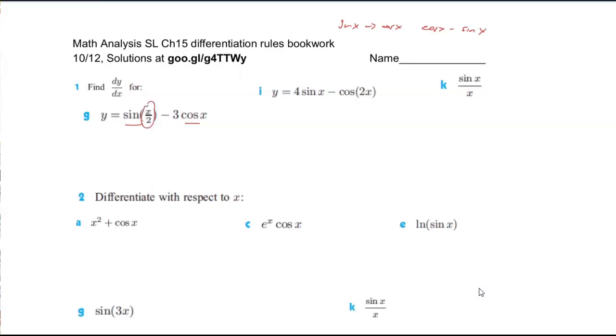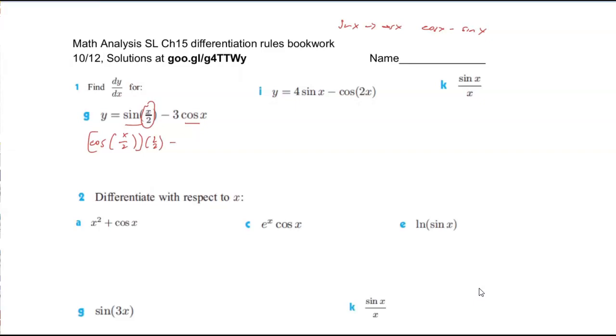I have a function inside of a function. The outside function is sine. The derivative of the outside function is cosine. I leave the inside the same. Think of x over 2 as 1/2 times x. The derivative of x over 2 is 1/2.